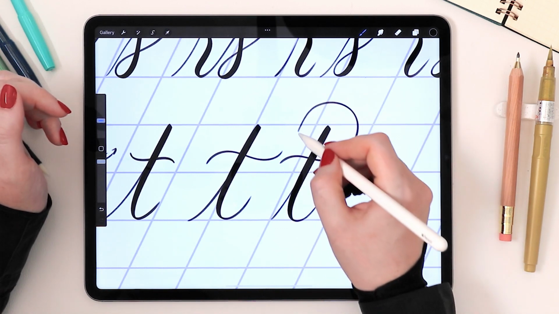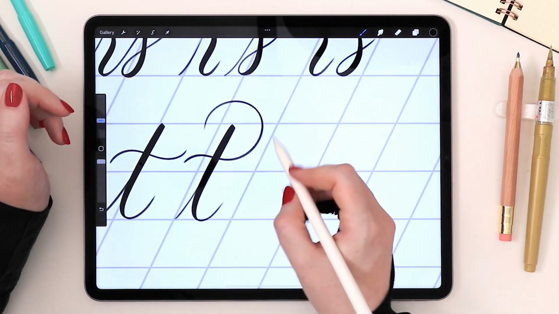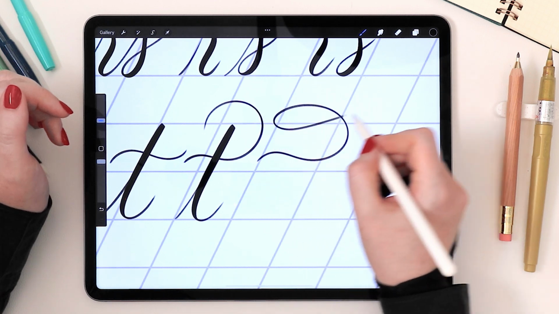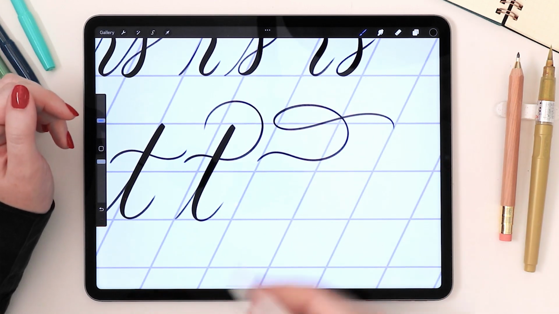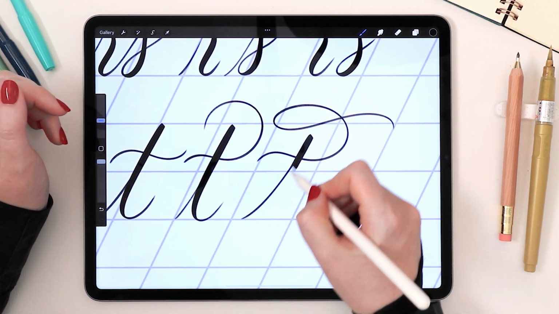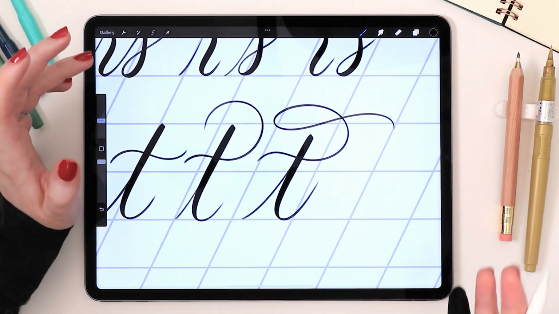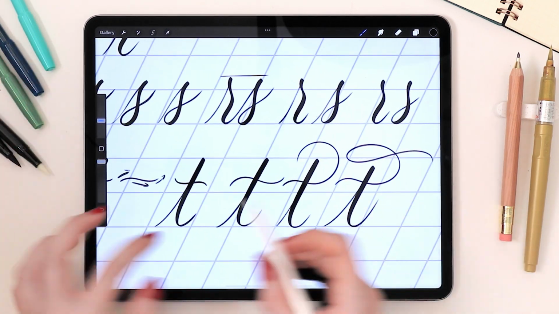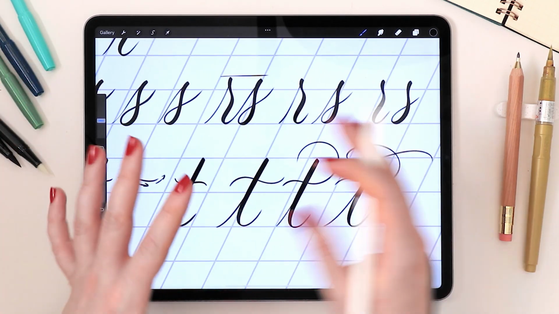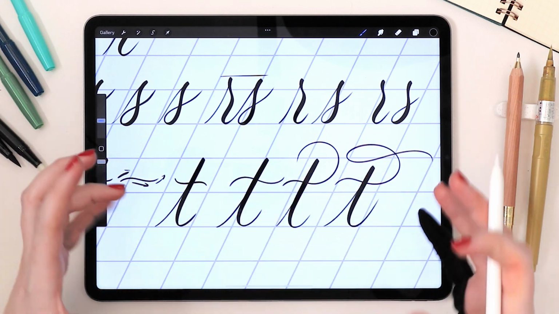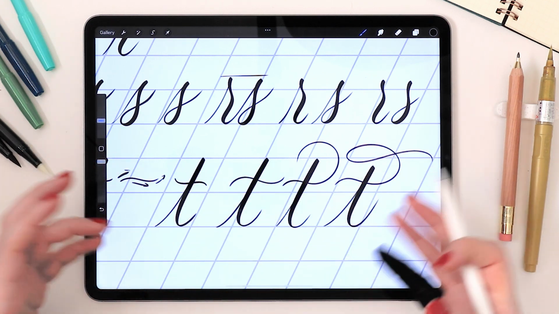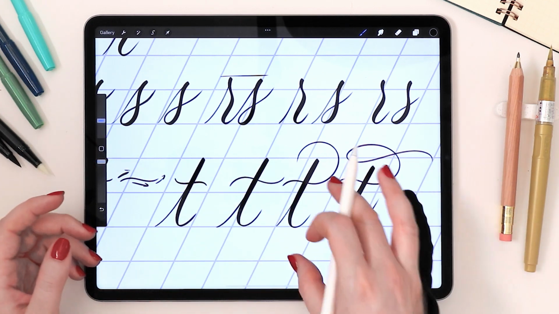Up. You can even keep going. This is a great opportunity to flourish. Again, we're not dealing with flourishing today, but it's a great sort of goal to get to eventually, to be able to utilize that thin upstroke in a very visually appealing way on a letter that is seemingly so simple.